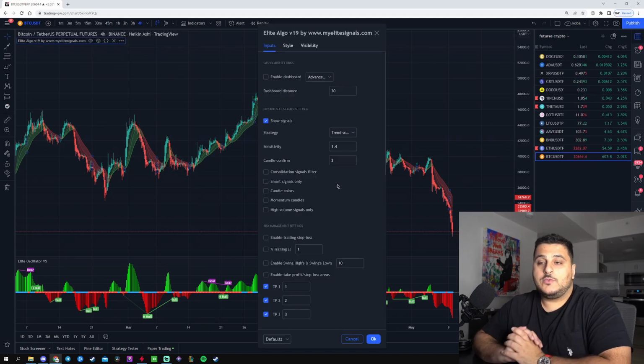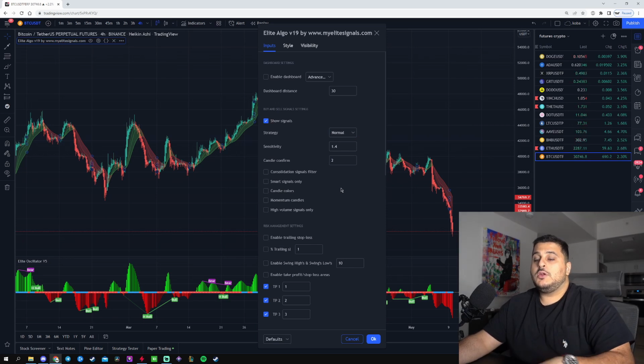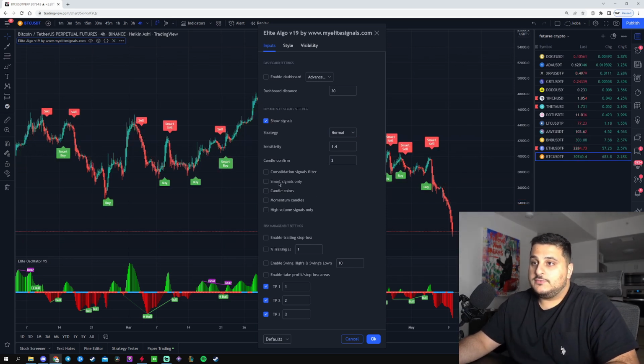Okay, so next we are going to talk about the filters. So these filters that you see right here. In order to use these filters, we want to make sure that the strategy mode is under new or normal. Very important. So we're going to go back onto the normal strategy, sorry. Okay, and then we're going to talk about what every single one of these filters does.